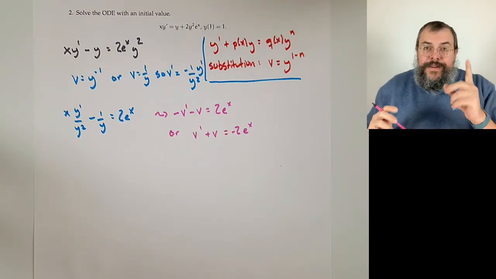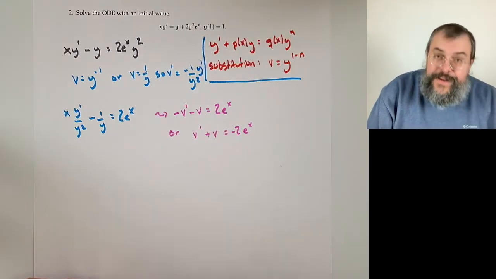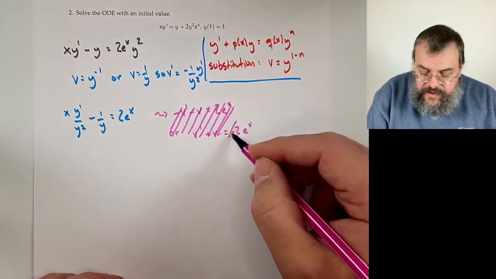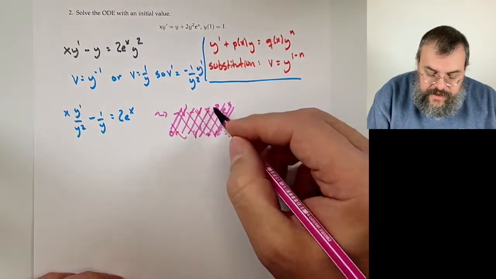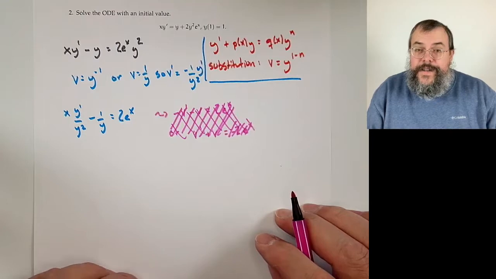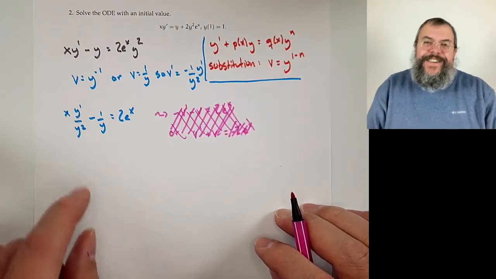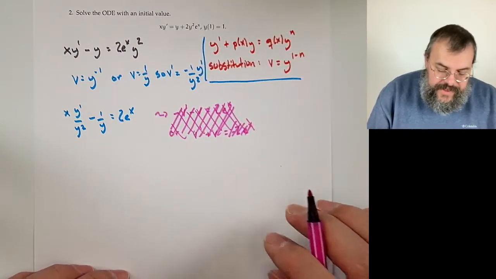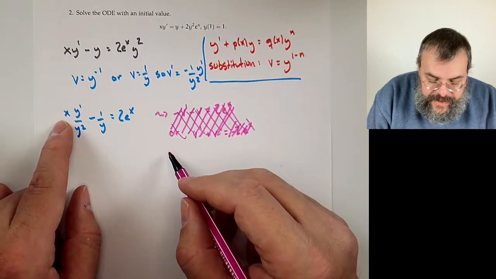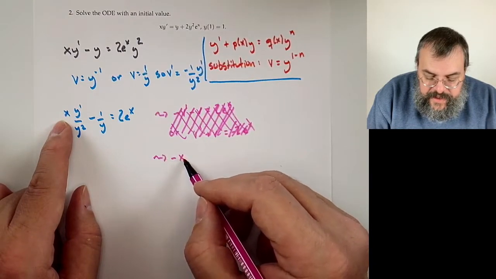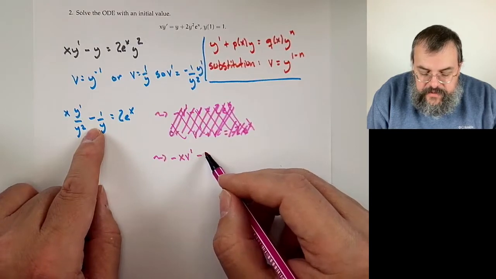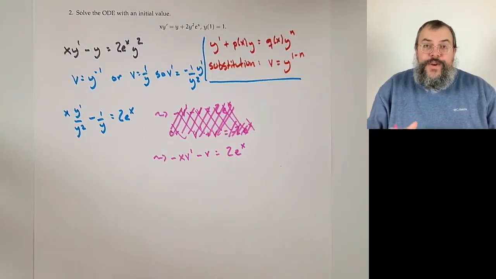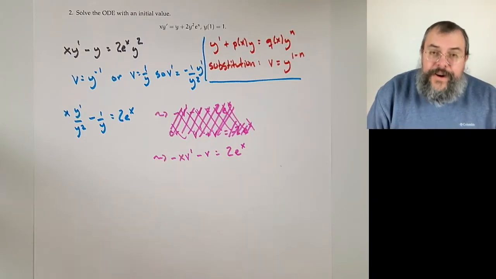Oops. I forgot something. Let me cross this off. It's okay to make mistakes. You just have to correct them. Do you see what I forgot? I forgot my x. I'm sorry, x. My apologies to you. Okay, so there is a minus. Don't forget the x. So minus x v prime minus v equals 2e to the x. Okay, whew. Good. This x was feeling left out.